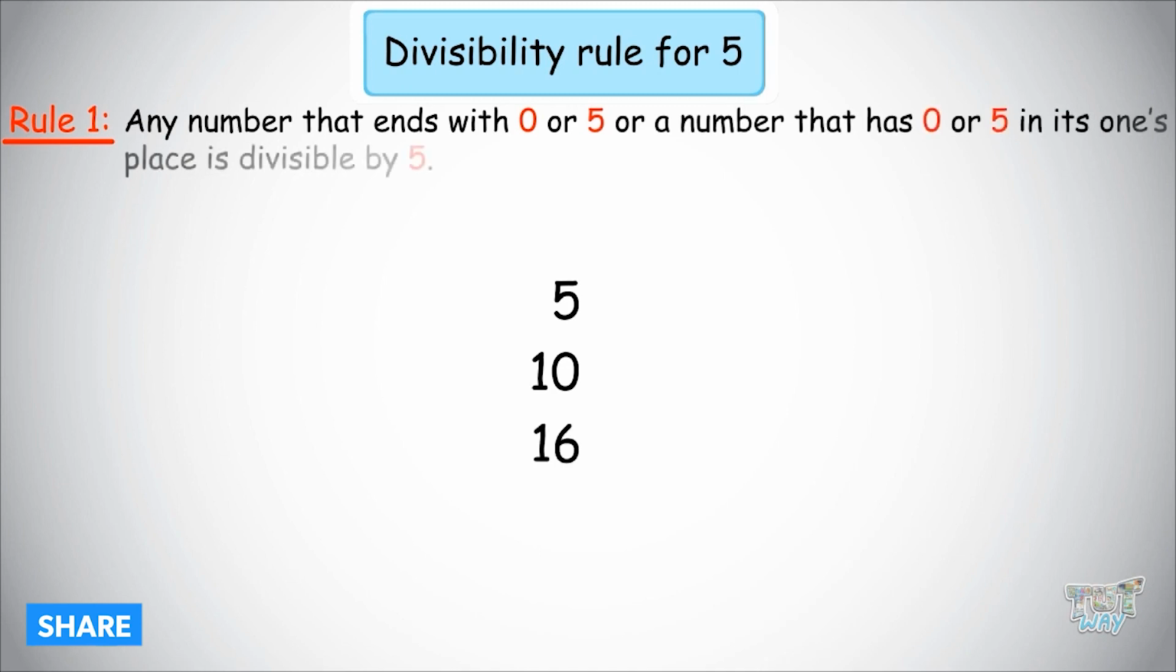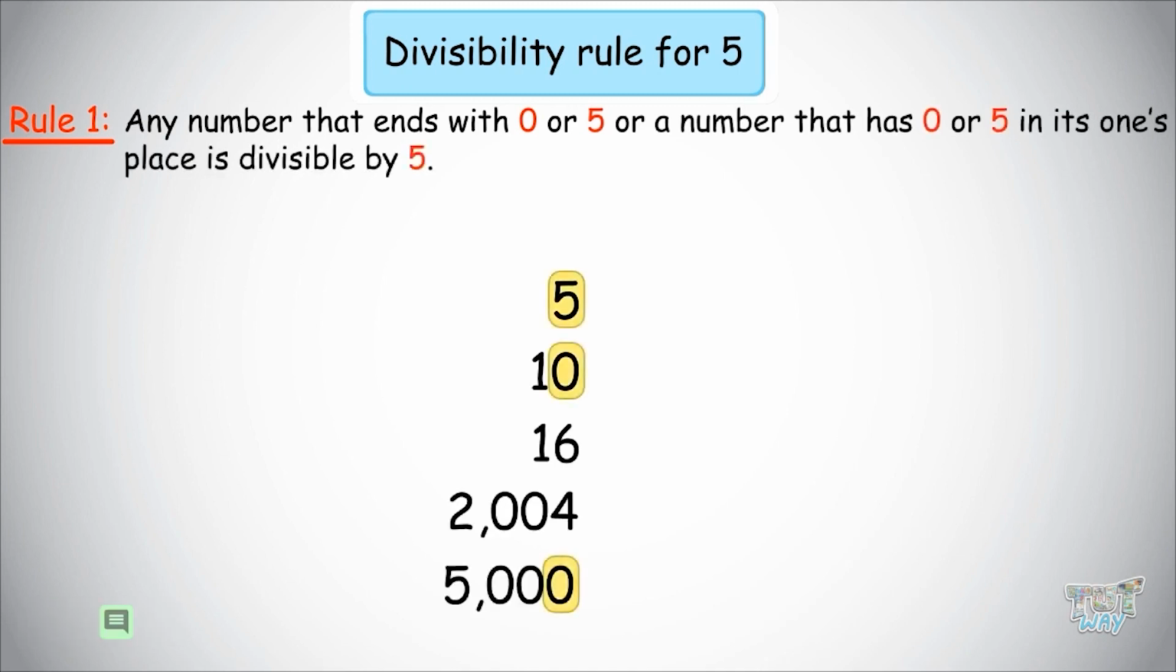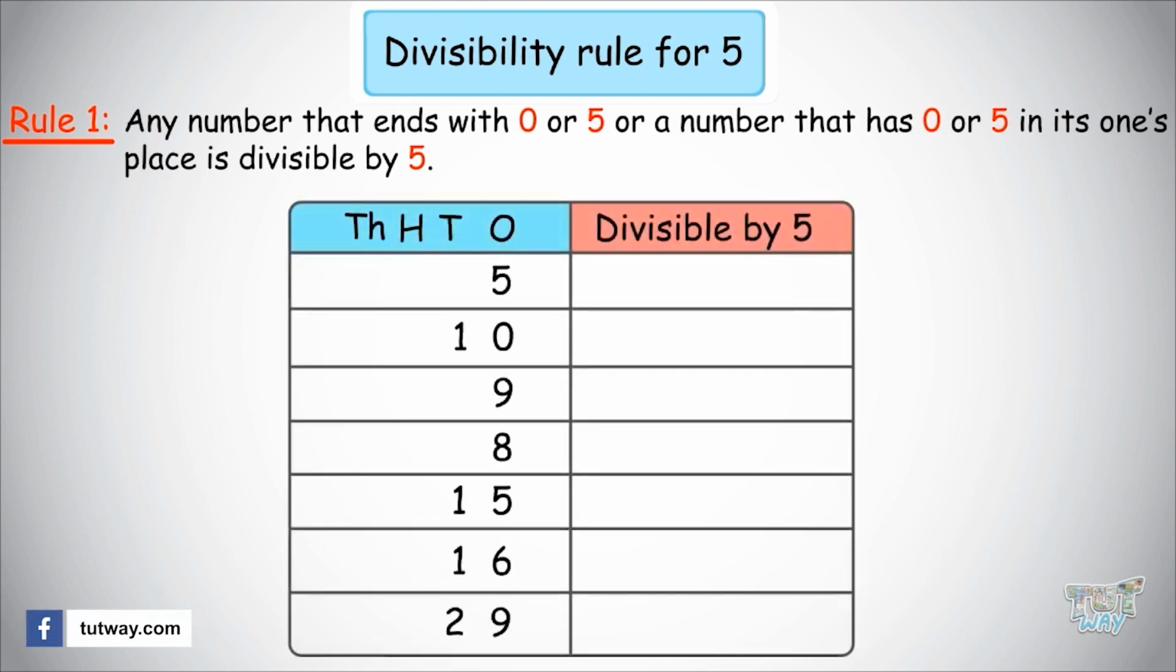Any number that ends with 0 or 5, or a number that has 0 or 5 in its ones place, will be divisible by 5. I repeat, any number that has 0 or 5 in its ones place is divisible by 5. Here we have some numbers and we will find out whether or not they are divisible by 5.